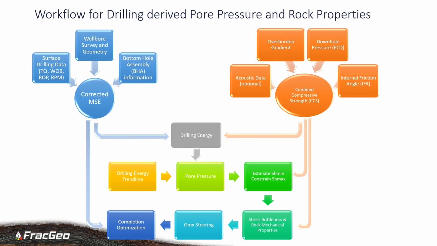So the ratio of the two gives us an estimate of the drilling efficiency or the drilling energy. Once we have the drilling efficiency, we then fit a trend line on this dataset, similar to the trend line fitting approach used in the porosity-based pore pressure estimation techniques. This trend line is analogous to the normal compaction trend line, and it lets us capture the pore pressure trends and stress variations along the wellbore.